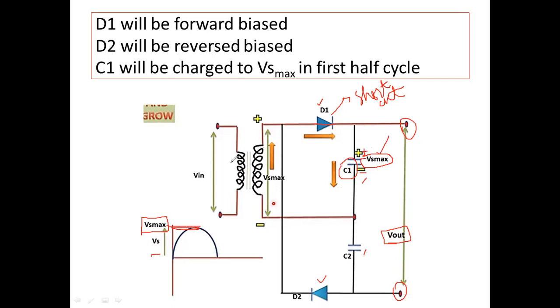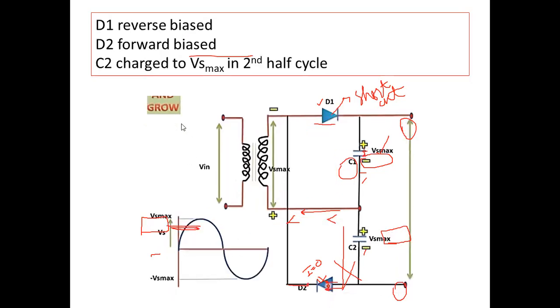Now this current will not move through this way, because for this current, D2 will act as a reverse bias. Reverse bias means it will act as an open circuit for the current. As we know, current cannot flow through an open circuit; through the open circuit, I is equal to 0. So it will not follow this path, rather it will move through this way and complete its first half cycle.